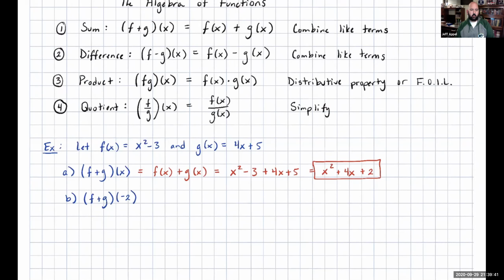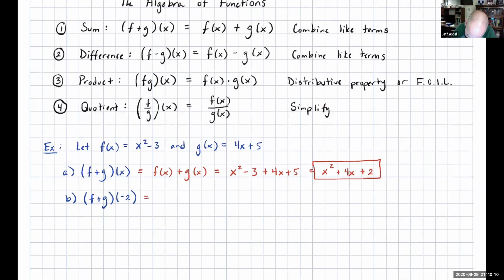So what this means is not to multiply anything times negative 2. It does not mean multiply by negative 2. What this is telling us is everywhere there's an x, go ahead and plug negative 2 into it. Well, we've already added these together, right? So I don't need to add the functions together again. I've already done that. So I'm basically just taking my answer from part A, and everywhere there's an x, I'm just going to replace it by negative 2.